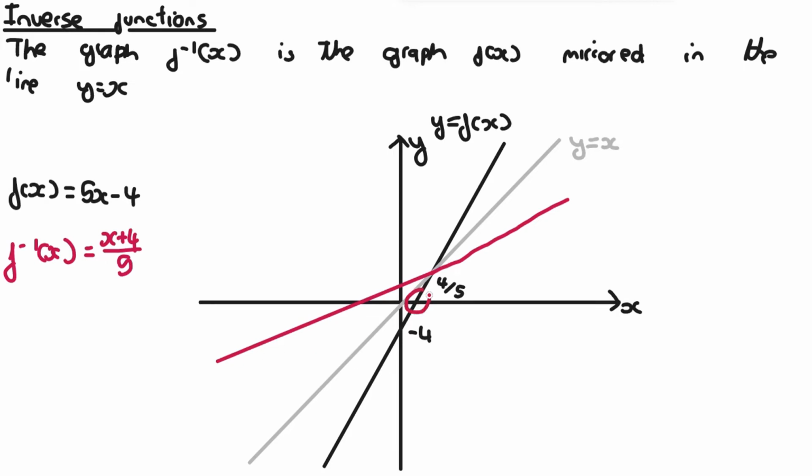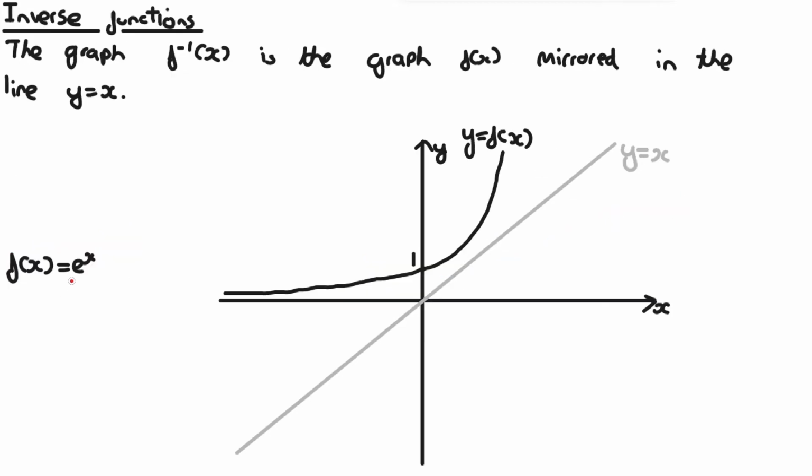So the root of y is equal to f(x) is 4 over 5. So this here, which is the y-intercept, will be 4 over 5 here because they're mirrored. This point of intersection here is mirrored to here, and the same here. This point of intersection here is mirrored to here in this line. So this is minus 4, so this here is going to be minus 4 as well. So this root is minus 4, and this is the graph y is equal to f⁻¹(x). Let's do another example.